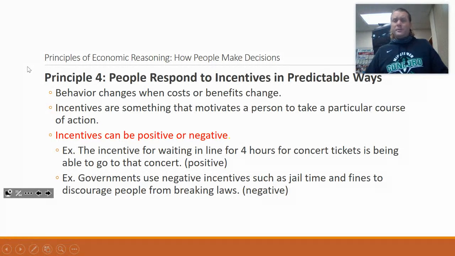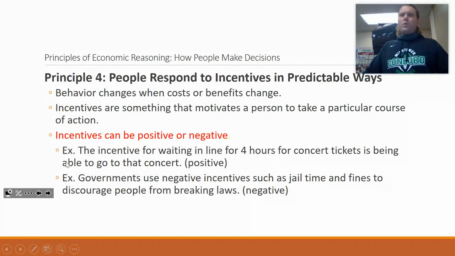Now we also have punishments. The government says, hey, if you do this, you're going to go to jail. If you do things that we don't approve of, you're going to be fined, punished in one way, shape, or form. Schools have those too. Your parents definitely have those. When you break a rule, they're probably going to take something away from you. Again, these are meant to motivate us to do certain things.